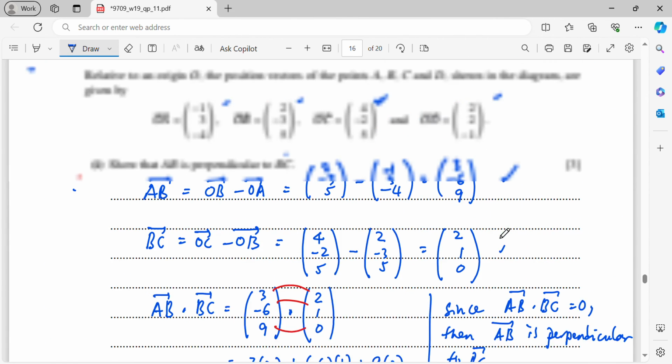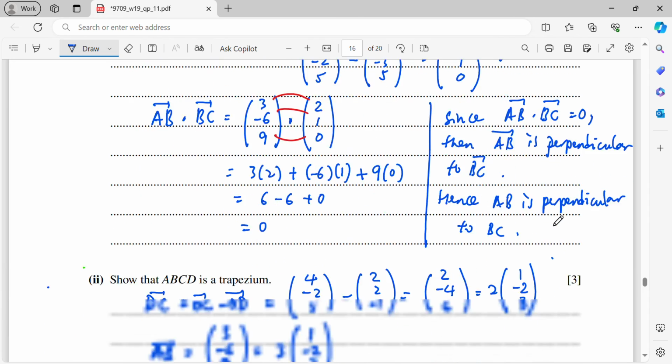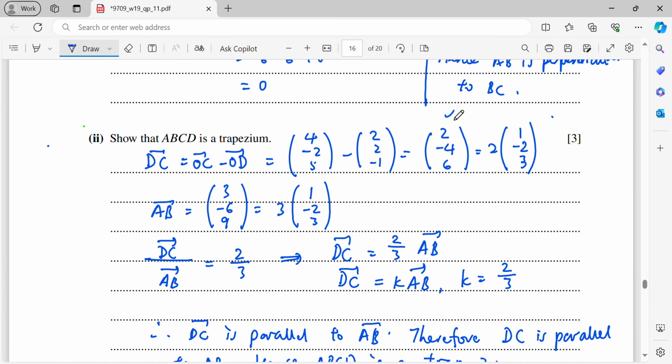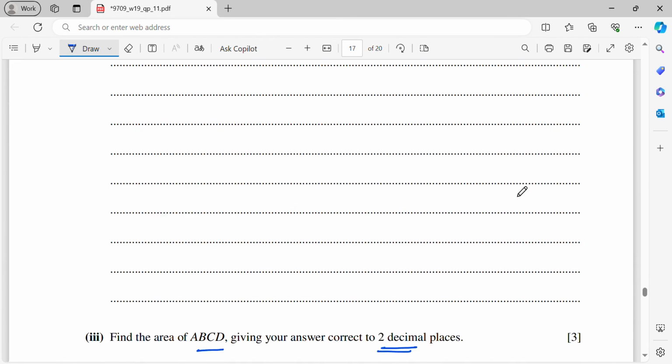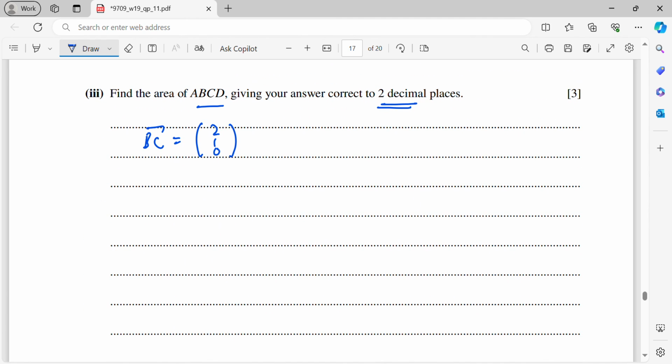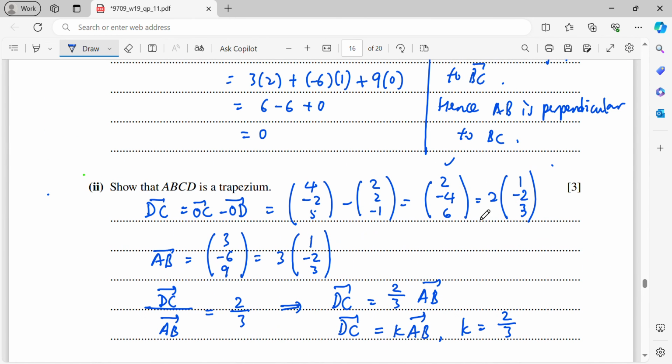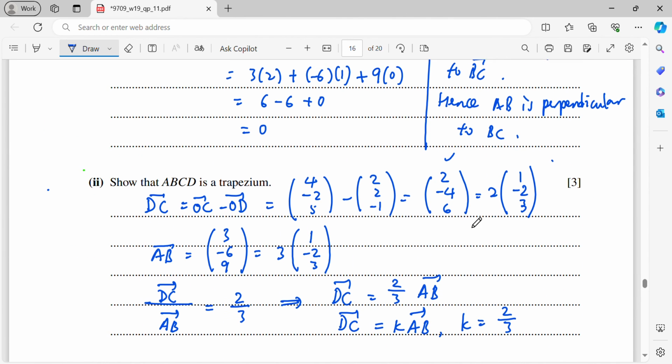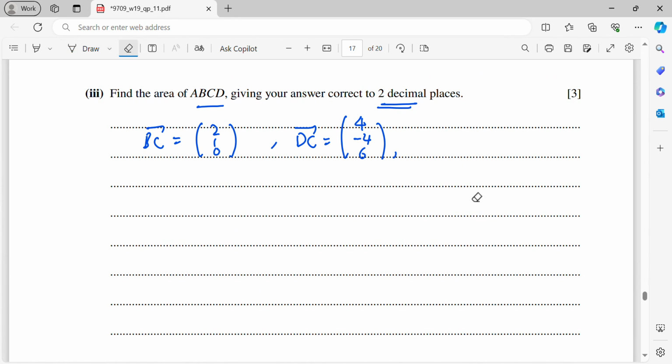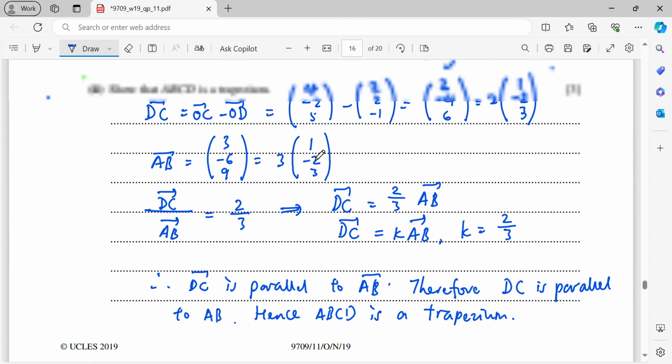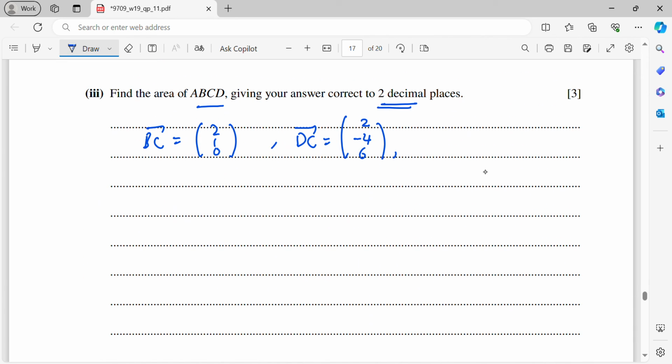Okay, then I need DC and AB. DC is 2 minus 4, 6. Sorry, 2 minus 4, 6. Okay, and then I need another line, which is AB. AB, I take 3 minus 6, 9.